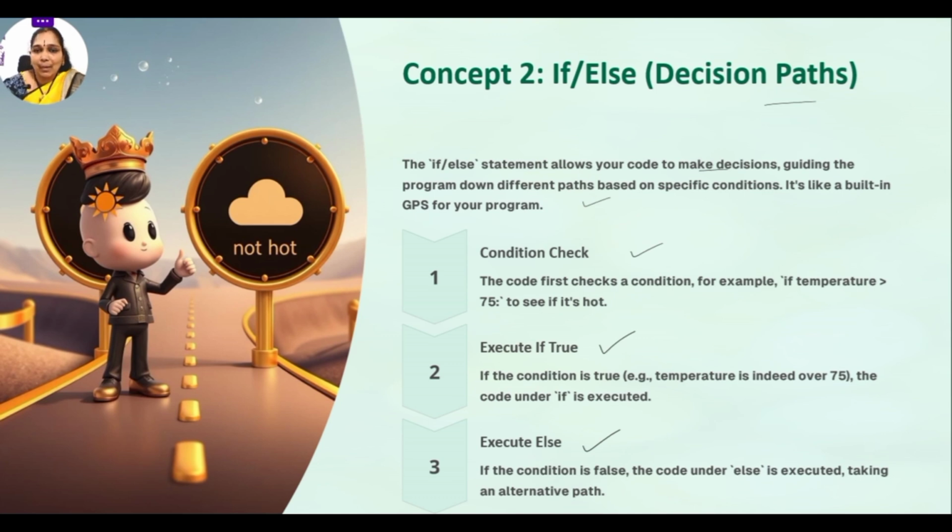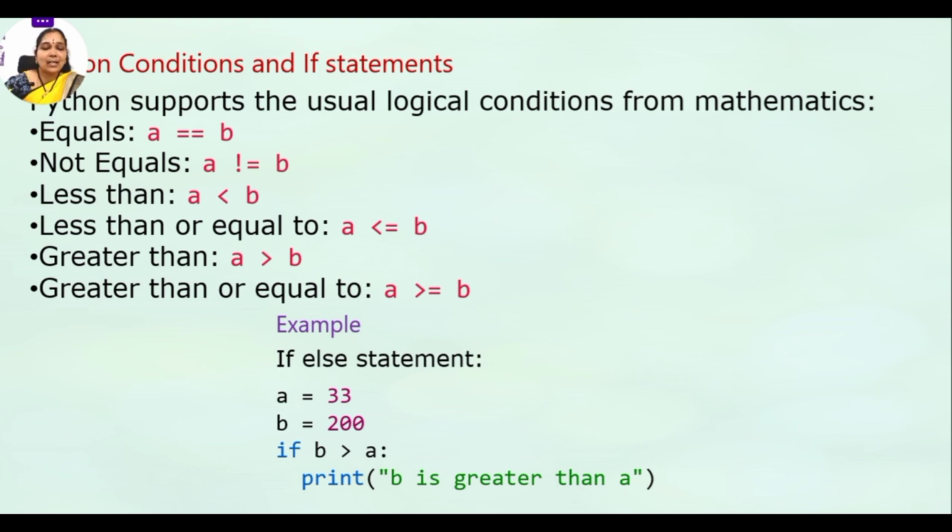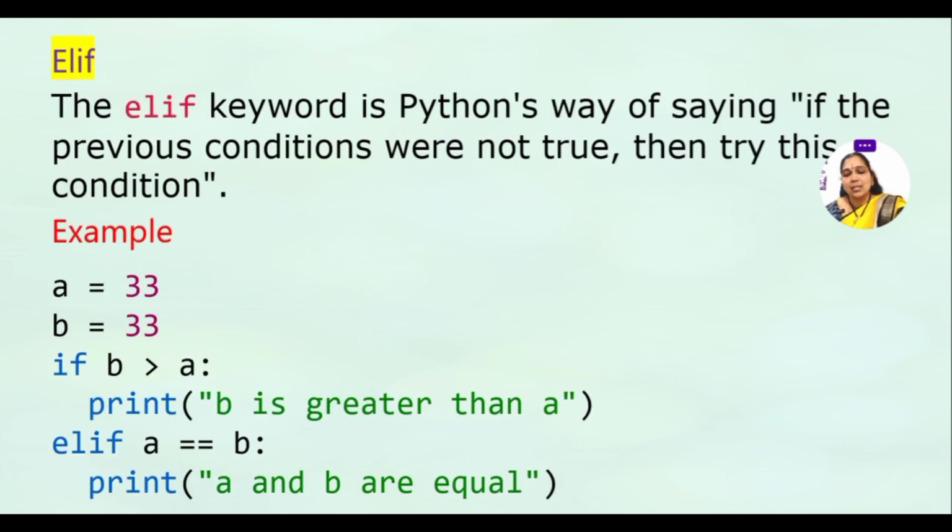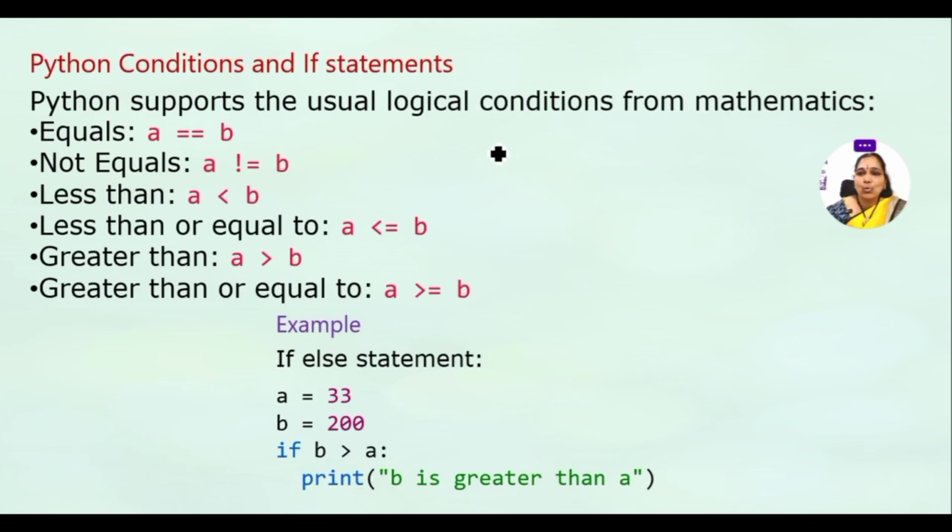But especially in Python, there are some defined if-else statements. So let us see the different types of if-else statements. For Python conditions, the first is the conditional statement. That means Python supports the usual logical conditions. Here we can use mathematical logical conditions, for example, A is equal to B.